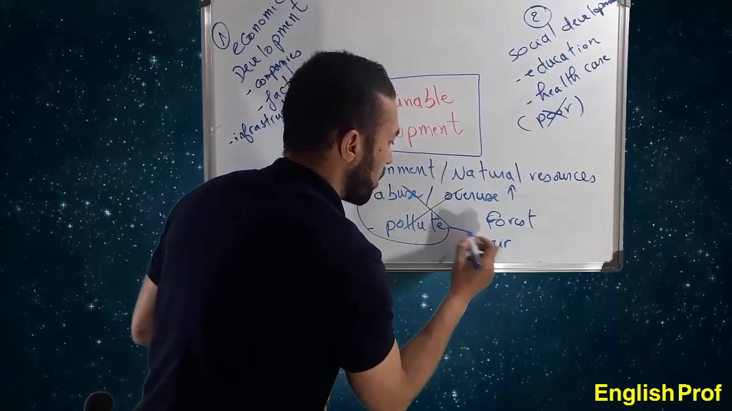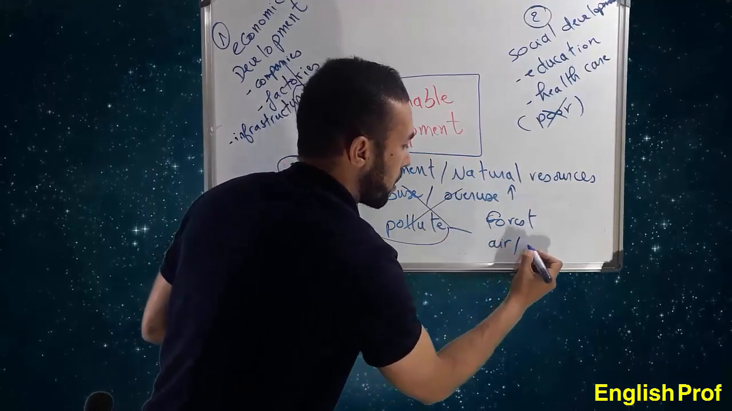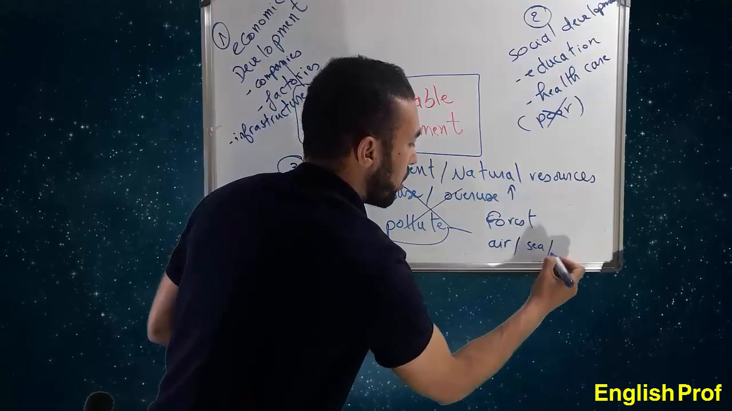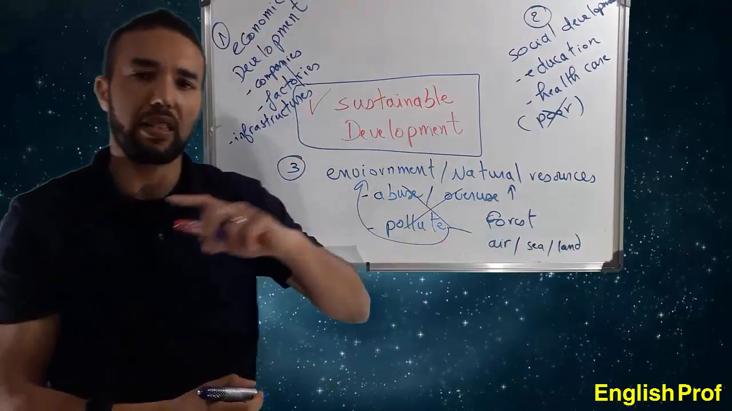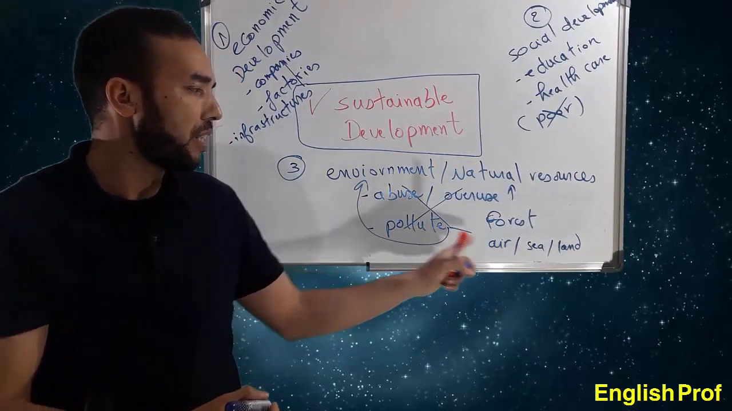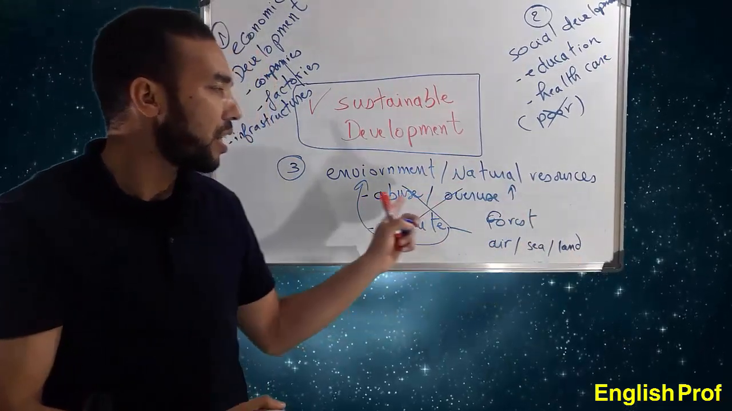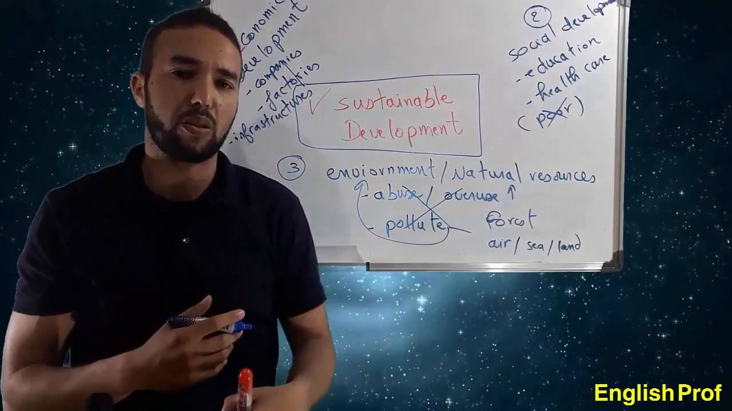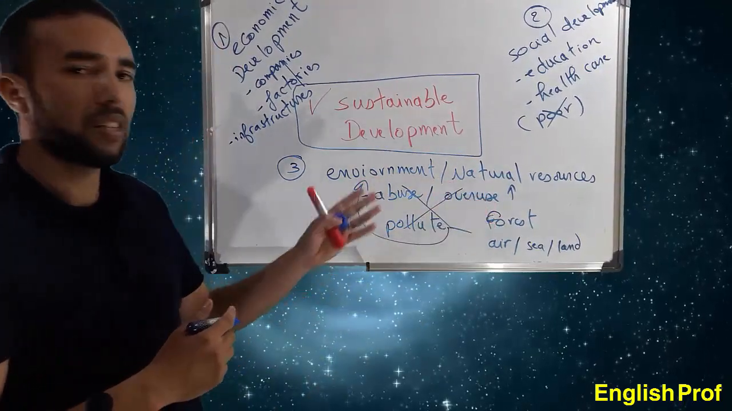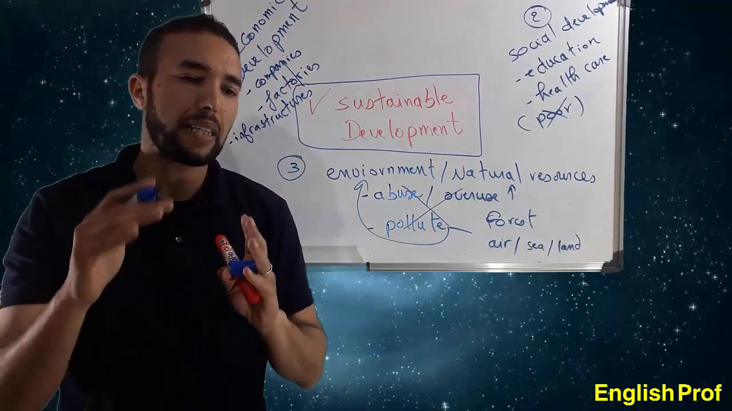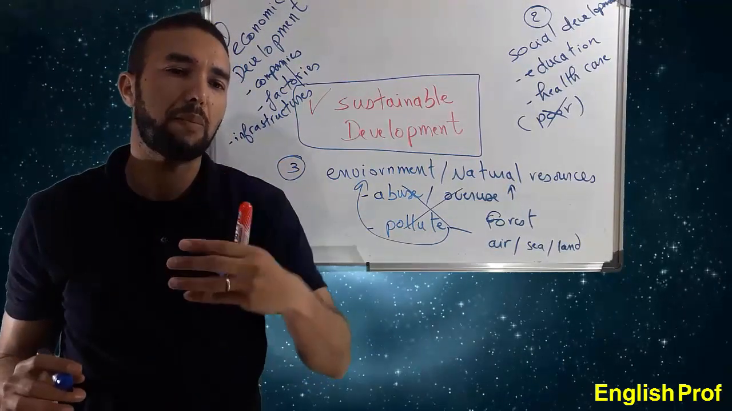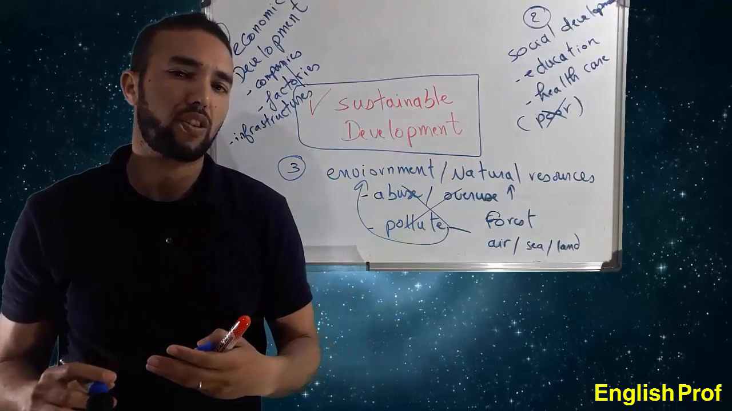and you polluted, for example, the air, the sea and the land. I'm sure that you studied this last year. So you pollute the air, the sea and land, and you abuse all the natural resources for the purpose of having a good economic development. But at the same time, you didn't care about the coming generations.